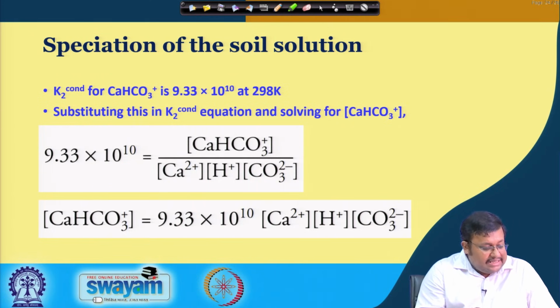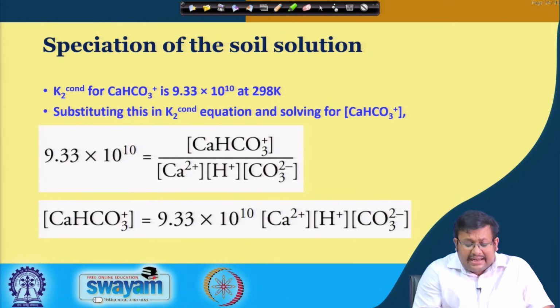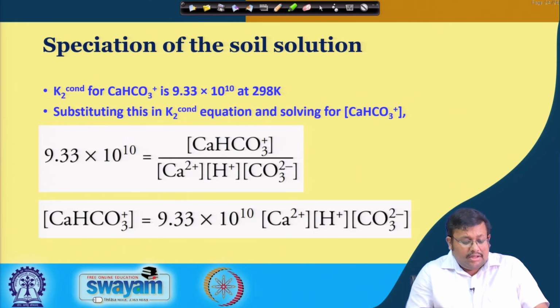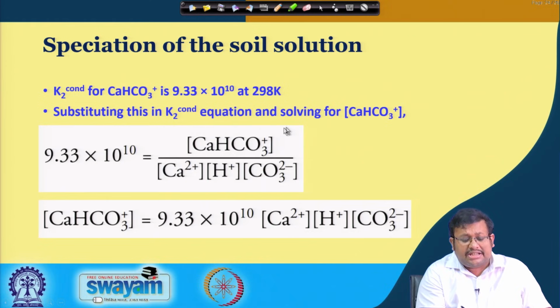Now, we know this thermodynamic or equilibrium stability constant, that is 9.33 into 10 to the power 10. We already know the value. From there we can get this equation, substitute this K2 condition, and solve for the calcium bicarbonate concentration.